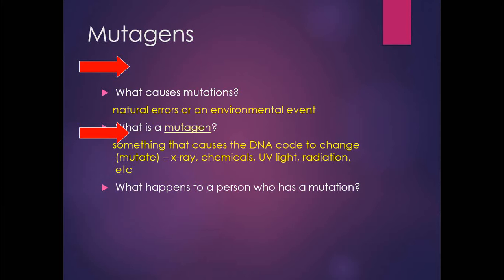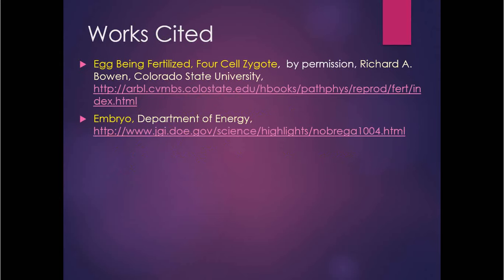Now coming toward mutagens. What are mutagens? Mutagens are basically something that cause the DNA code to change. Change means mutate. What are these? These include X-rays, chemicals, UV lights, radiations, etc. These are the basic points that are covered.